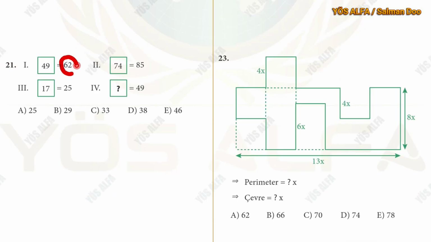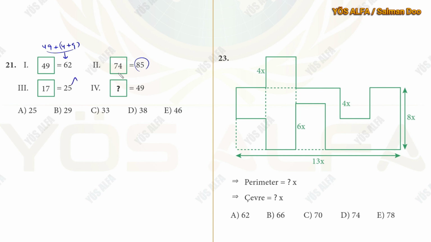21. How can we get 62 from 49? We can get 62 by summing up 49 and the digit sum, 4 plus 9. So this is 62. In this one, 7 plus 4 is 11. 11 plus 74 is 85. And 1 plus 7 is 8. 8 plus 17 is 25.